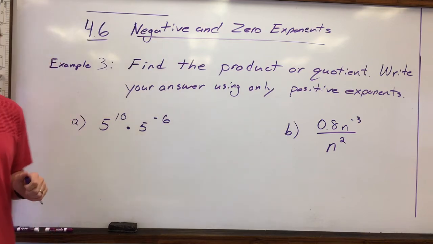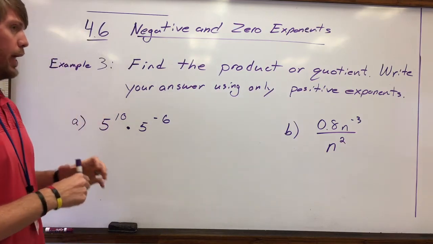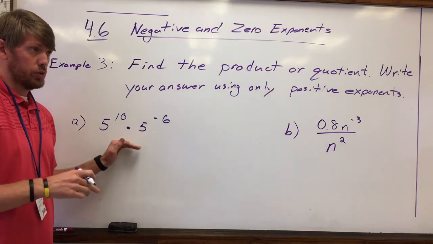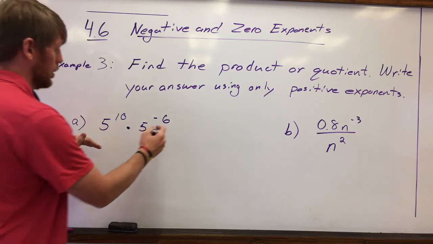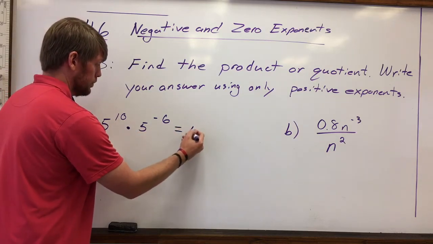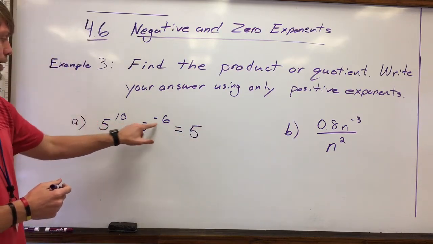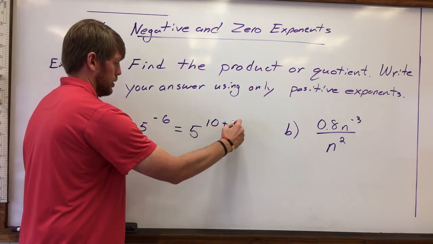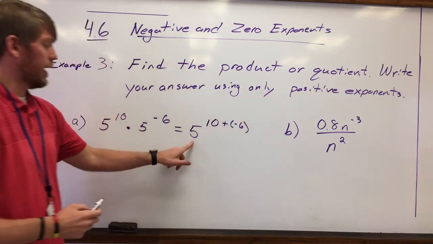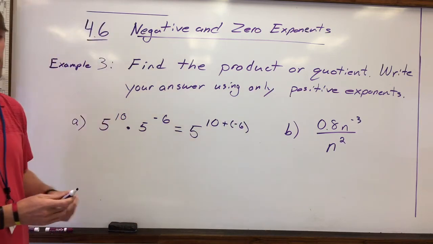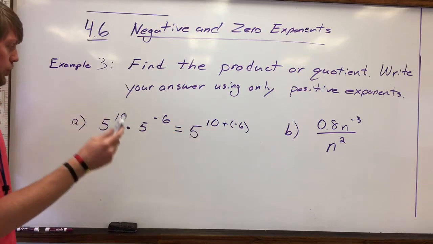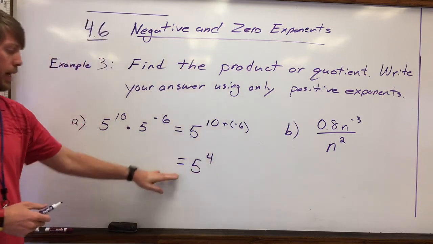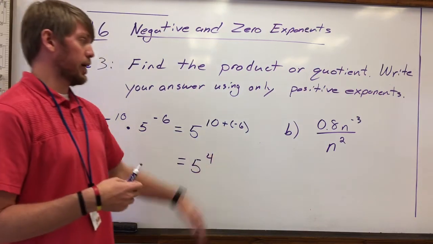6th power. So we learned in lesson 4.5 that when we have a product of powers, to evaluate the expression, we would keep the base and add the exponents. So I would have plus negative 6. 5 to the 10 plus negative 6 power. Well, 10 plus negative 6 is 4, so that means my answer would be 5 to the 4th power. And I have an answer with positive exponents on it.